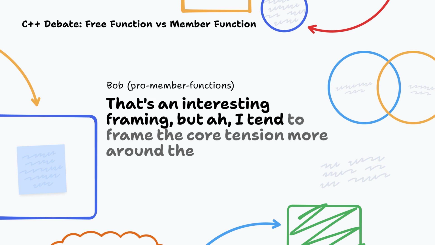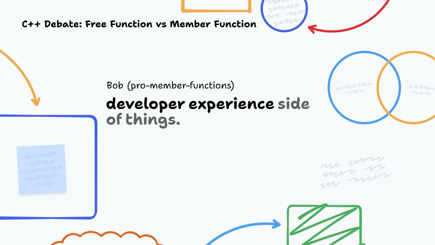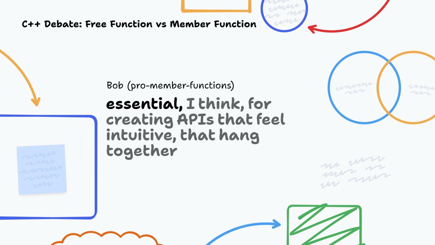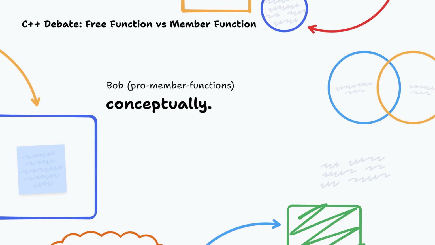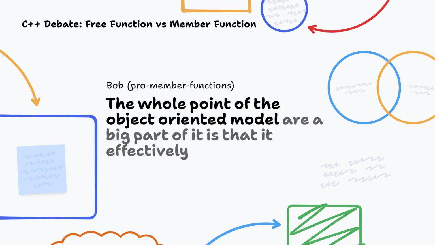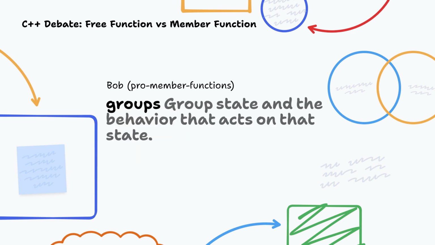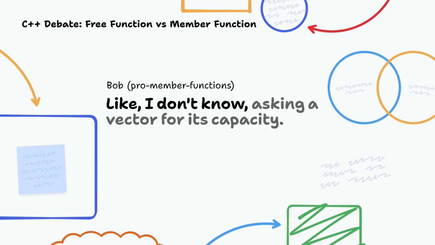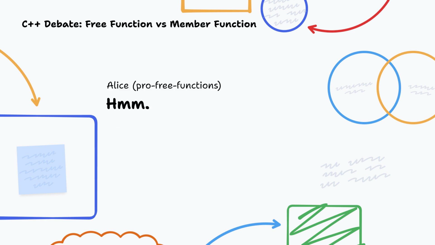That's an interesting framing. But I tend to frame the core tension more around the developer experience side of things. Look, maximizing decoupling is a worthy goal, no doubt. But member functions are just essential, I think, for creating APIs that feel intuitive, that hang together conceptually. The whole point of the object-oriented model, or a big part of it, is that it effectively groups state and the behavior that acts on that state. It gives us that simple mental model where operations that feel like they intrinsically belong to an object, like asking a vector for its capacity, just feel right as members.